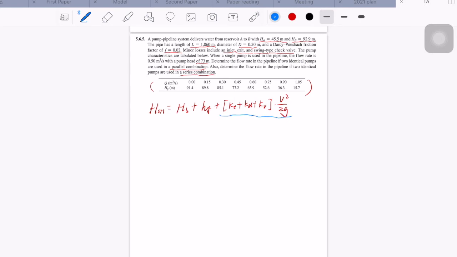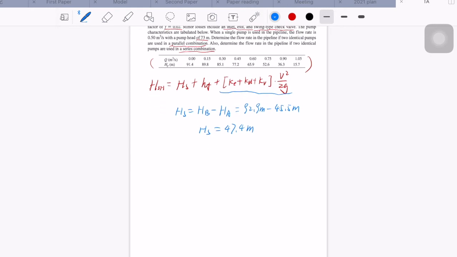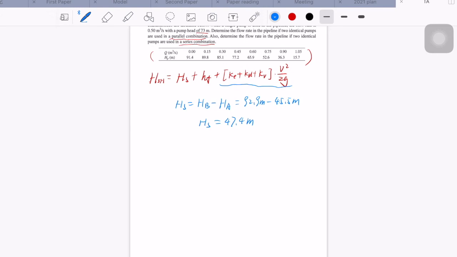And for this system, we know the HS equals HB minus the HA, so the value is 92.9 meter minus 45.5 meter. So we know the HS equals 47.4 meter.